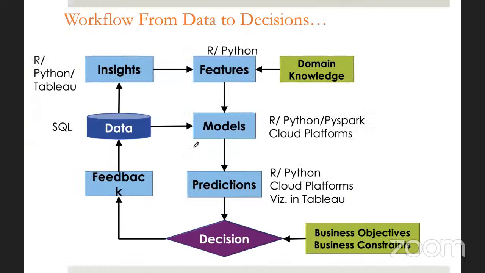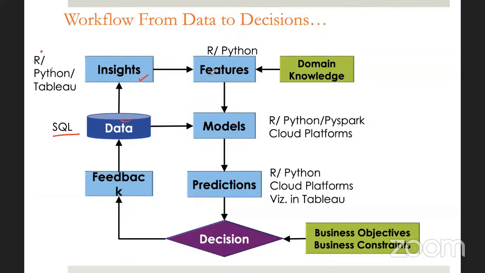Now we are going to discuss each of these activities: what is data, what are the insights, and all those things. We are going to focus on each and every activity and understand what needs to be done in each of these phases in a data science project. If you talk about the tools landscape, the data resides in a database, be it SQL or NoSQL. The data has to be pulled into the environment of R, Python, or Tableau. With these tools or programming languages, we can generate the insights. When I say insights, it means understanding the data.